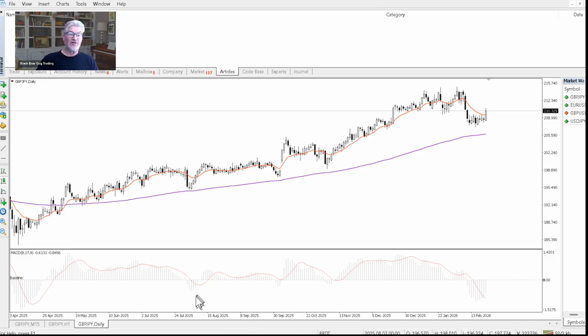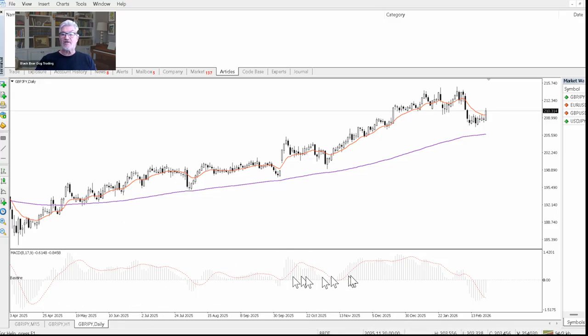Price dips below the baseline, price is below the 12, you have an exit signal. Reverse: price dips below the 12, price is below the zero baseline, you have an entry signal. Price is above the baseline, reverses back to above the 12, and you have an exit signal.